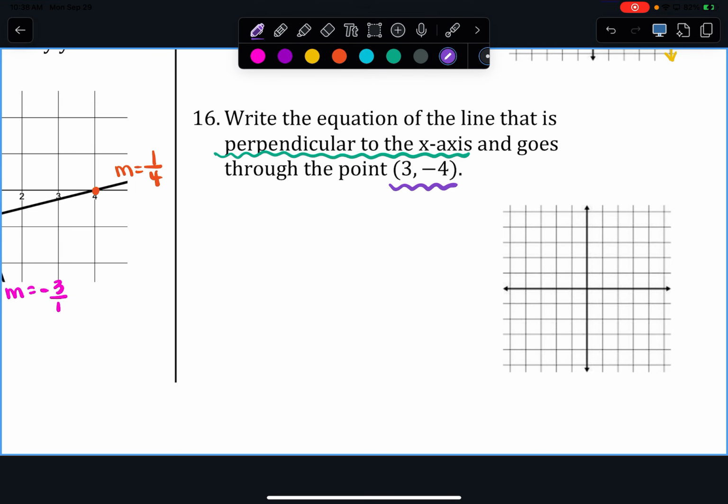1, 2, 3, 4. I'm going to go ahead and plot that. And we want to be perpendicular to the x-axis. Well, here's the x-axis. And perpendicular to it means I'm crossing the x-axis at a right angle. So that would mean here. All right, so if I'm perpendicular to the x-axis, that means I have to be a vertical line. And my vertical line is only crossing the x-axis at 3. So that is our equation.